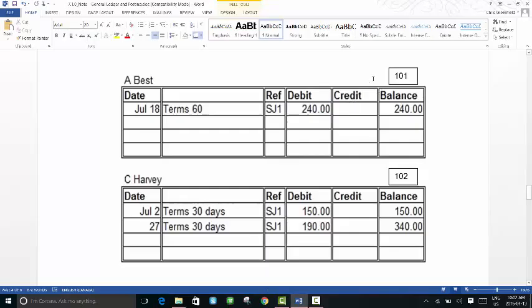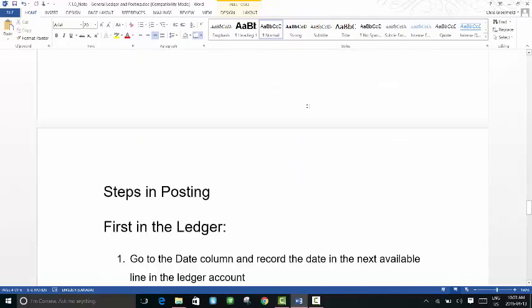The only difference that we're going to see is that there's actually going to be a column in here between the credit and the balance, which is going to be the balance indicator. We also have to show not only is the balance $240, but is it a debit or a credit balance. So we're going to see how that works. But this is roughly what a ledger account looks like.